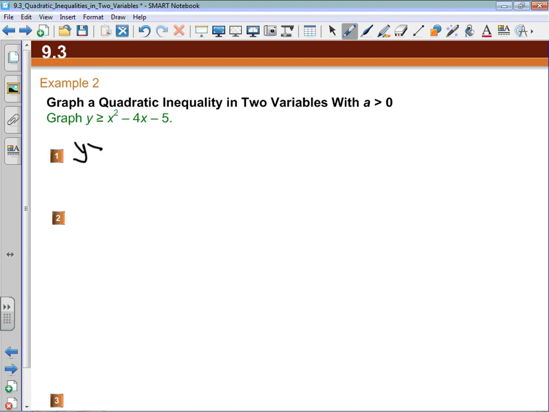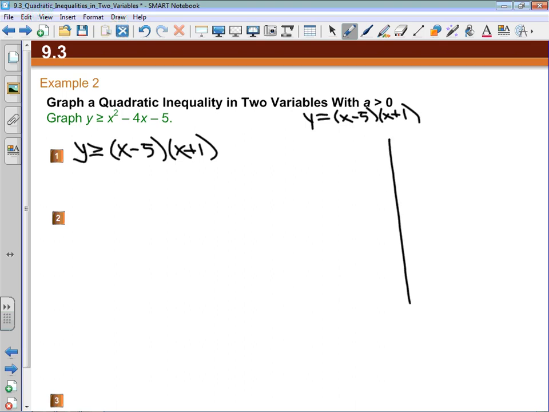The first thing that I would do in this question is factor it. So I'm going to say that y is greater than or equal to x minus 5 times x plus 1. The reason that's an advantage is that if I were to graph y equals x minus 5 times x plus 1, then through the factored form we know we have an x-intercept at positive 5, so I'll put 5 comma 0 beside that, and an x-intercept at negative 1 comma 0.